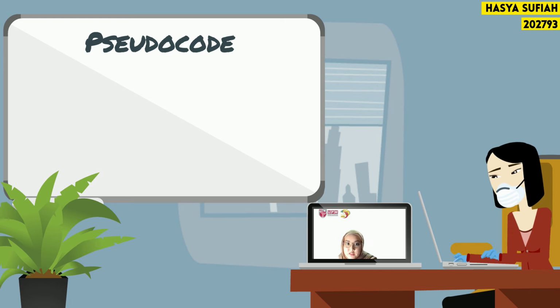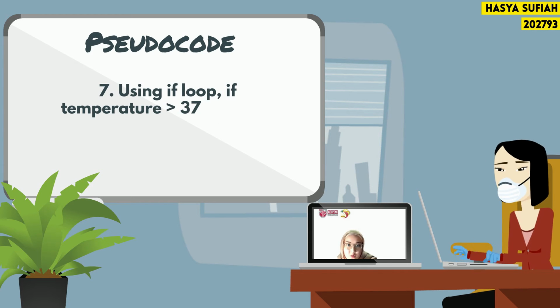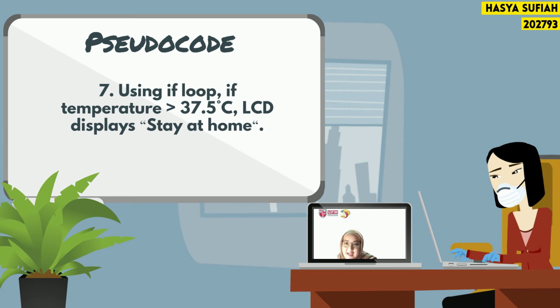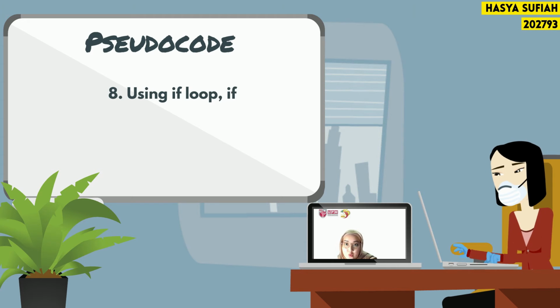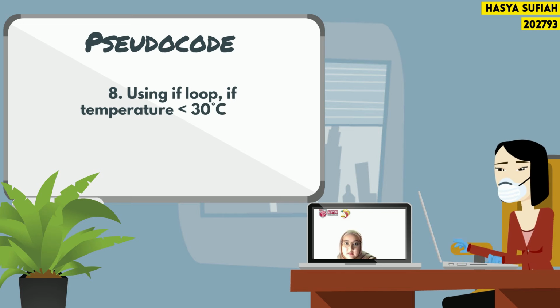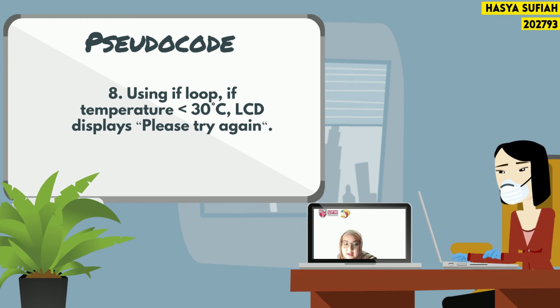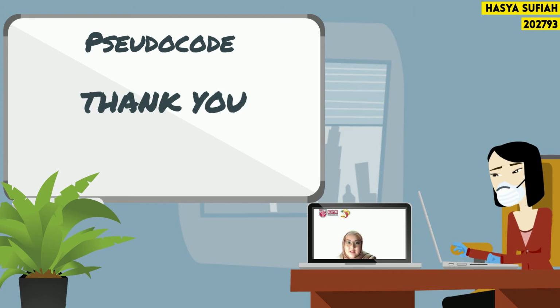And then, using the if loop, the next is if the temperature is more than 37.5 degrees Celsius, the screen will say stay at home. And if there's an error or the temperature reading is too low, which is below 30 degrees Celsius, the screen will display please try again. And that is it. That is the end of the program. So that's the pseudocode.